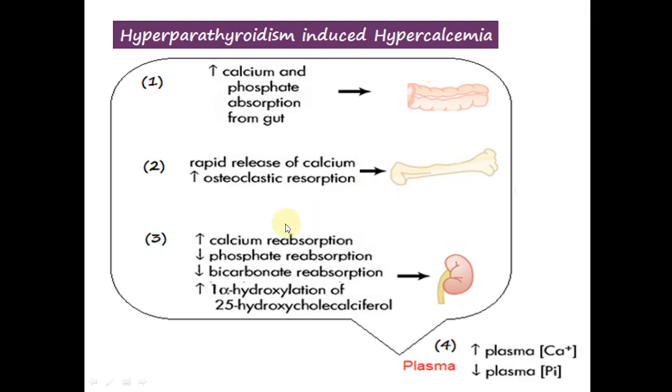So, coming to the kidney, the parathyroid hormone increases the reabsorption of filtered calcium, and it decreases phosphate reabsorption, causing phosphate excretion, and additionally it also decreases the bicarbonate reabsorption. The parathyroid hormone also activates, through an enzyme known as alpha hydroxylase, the 1-alpha hydroxylation of 25-hydroxycholecalciferol into its active form known as calcitriol or active vitamin D3.